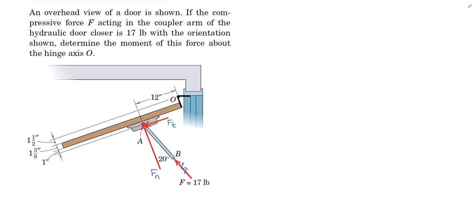Now, for this problem, I'm going to take clockwise to be my positive sense of rotation. And then the moment around O is equal to the following. If I look at Fn, Fn misses point O, because it travels on this line in space. So it has a perpendicular distance from O of 12 inches, and by the right-hand rule, this force would tend to create a clockwise rotation around point O, which is positive. So I have a positive 12 times Fn for its moment contribution.